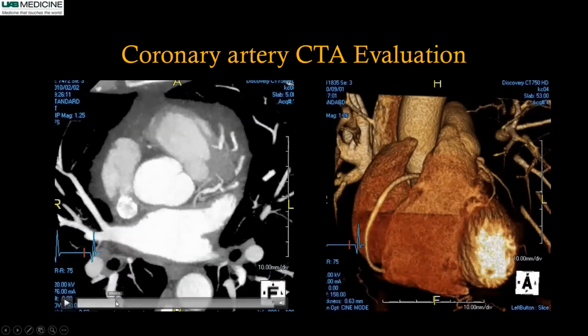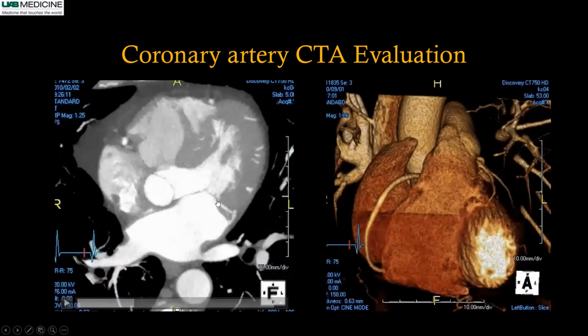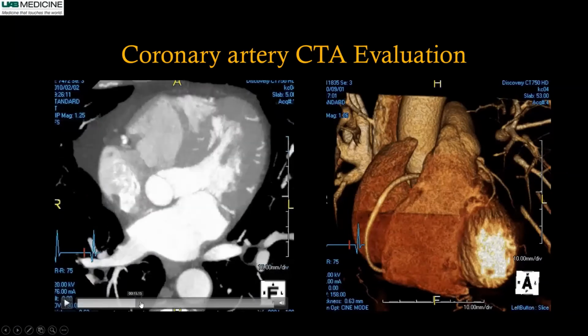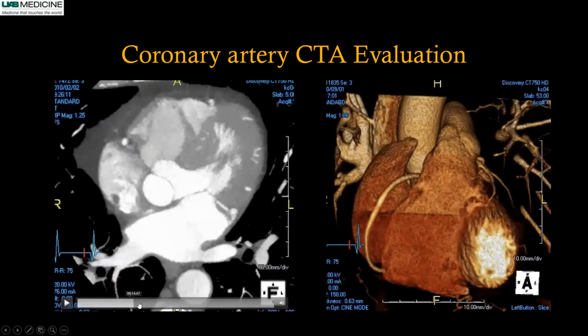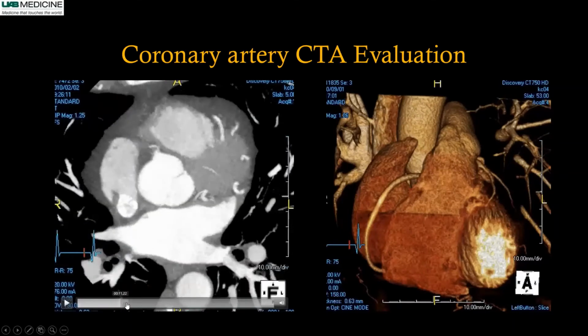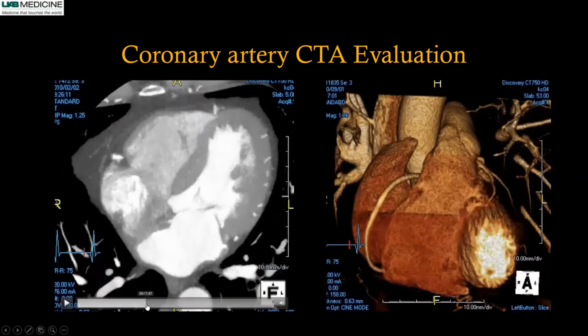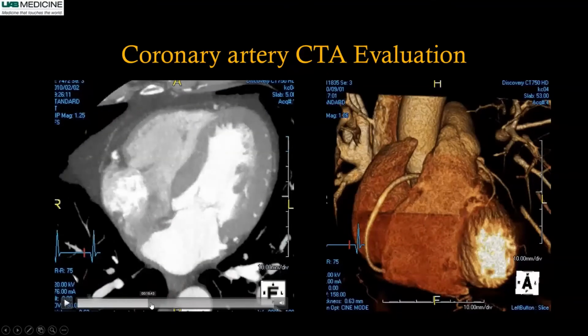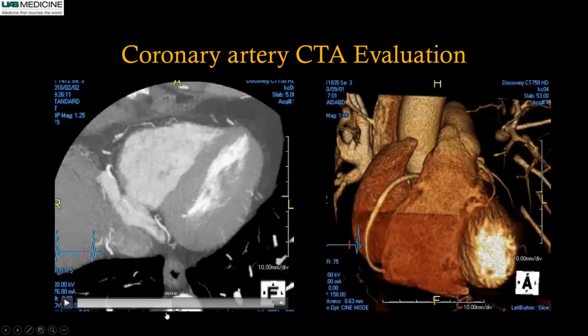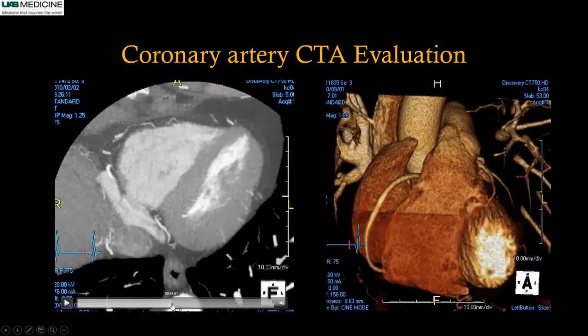Here is the circumflex branch. As it goes into the left AV groove, it gives rise to several smaller OM branches, and then it continues as a large OM branch in the left AV groove. The RCA similarly is a dominant vessel. It gives rise to several acute marginal branches, and it is in the right AV groove, and near the crux it gives rise to the biggest marginal, and then posteriorly it divides into the PDA and the posterior lateral LV branches, all good. So axial scan actually gives you a lot of information.